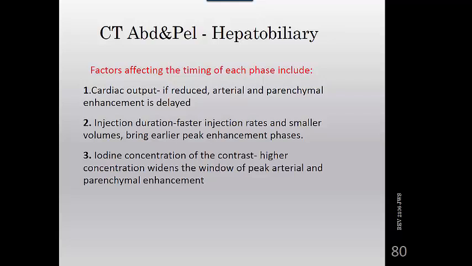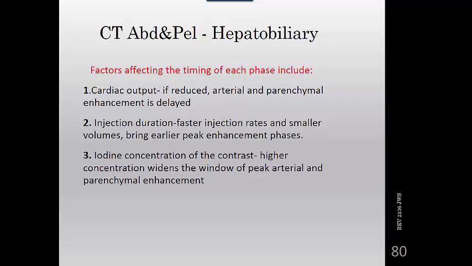The second thing is injection duration. The faster the injection rates and the smaller the volumes, the earlier the peak enhancement phases. And then the third thing is the iodine concentration in the contrast. Of course, a higher concentration widens the window of peak arterial and parenchymal enhancement.